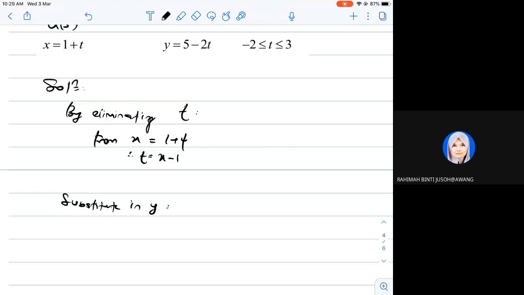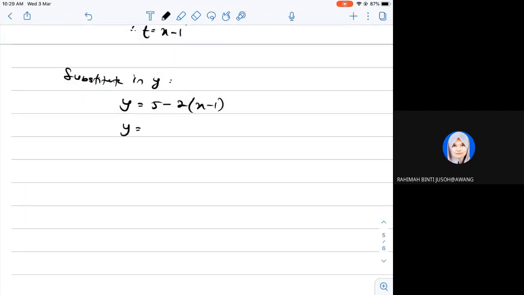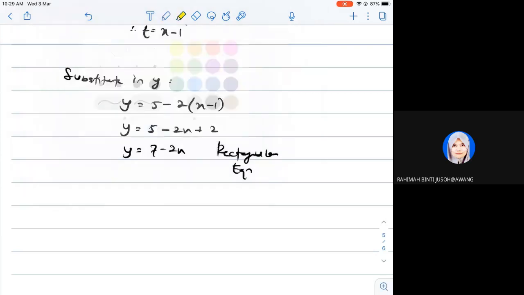in Y, then we will have Y equals to 5 minus 2 times T, which is X minus 1, like this. So we will have Y equals to 5 minus 2X plus 2. So Y equals to 7 minus 2X. So now this is the rectangular equation. Okay, ini rectangular equation kita.